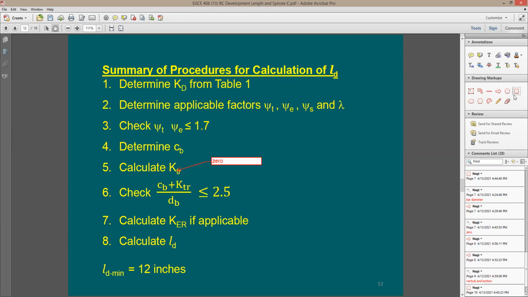One last thing here that you need to know: L sub D minimum is going to be 12 inches. So if your analysis showed, for example, 10 inches, just use 12. This is also based on the code. So it's going to be like a step-by-step. 7.